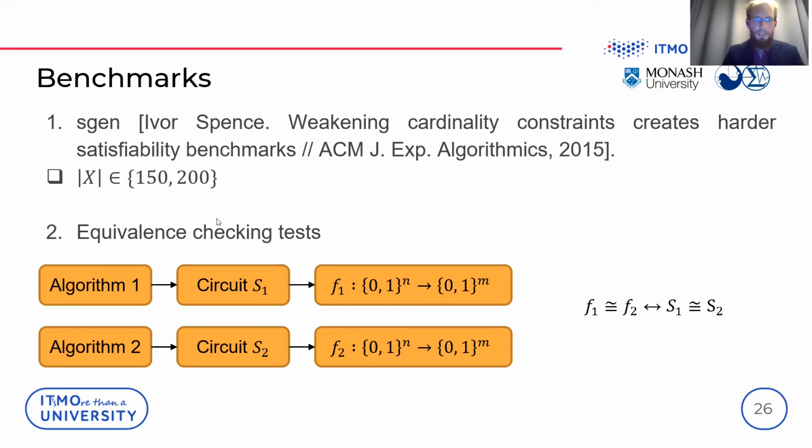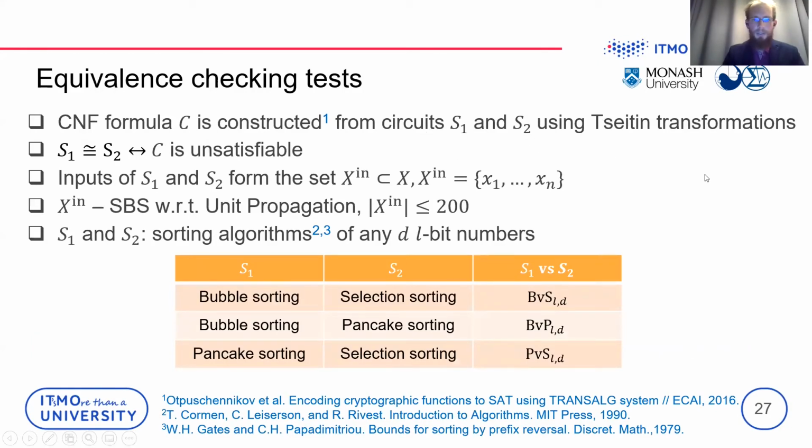The other class of tests are equivalence checking tests, trying to prove equivalence of algorithms expressed as Boolean circuits. Here, the tests are constructed in such a way that the Semenov formula is unsatisfiable if and only if the algorithms are equivalent. And here we considered pairs of sorting algorithms that sort d L-bit numbers. So these are the notations of the pairs of algorithms considered.